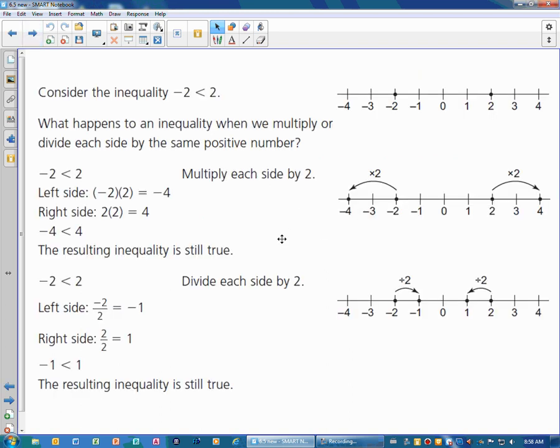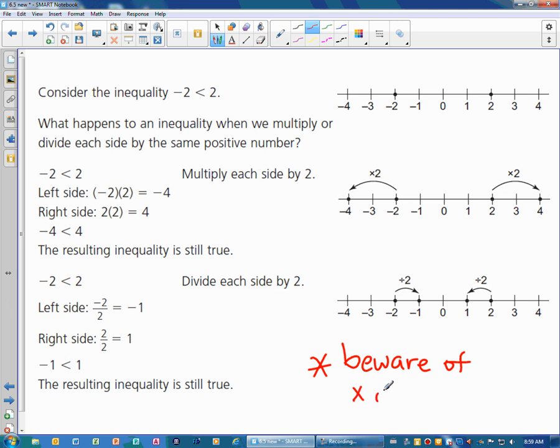Now, hopefully you remember before I talked to you about what happens when you multiply or divide by a negative number. And so I'm going to say beware of multiplying or dividing by a negative. So I've talked to you about that a little bit before, but here's where I'm going to go over it again.